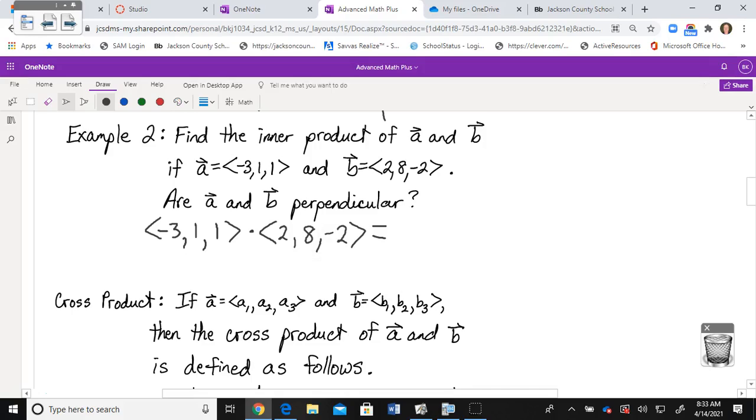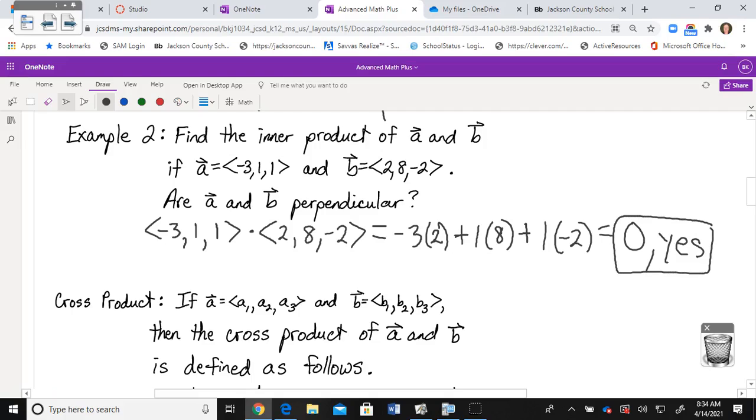So we have -3 times 2 plus 1 times 8 plus 1 times -2. -3 times 2 is -6. Plus 1 times 8 is 8. So -6 plus 8 is 2. 1 times -2 is -2. What's 2 minus 2? 0. Is that perpendicular? Yes. They are perpendicular. Everybody good on inner product? Okay, no problem.